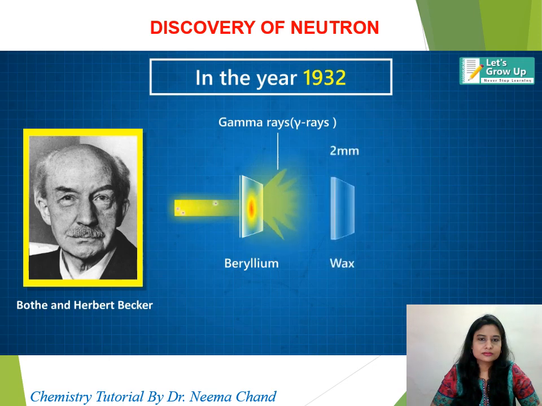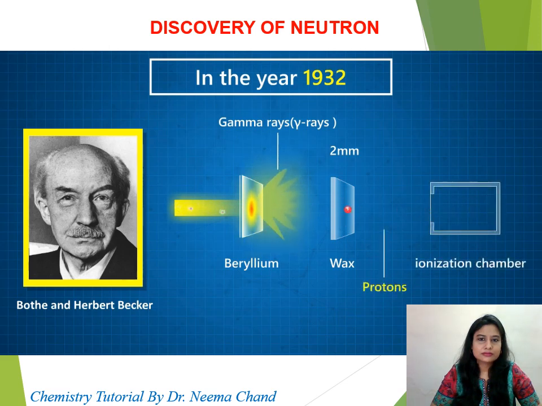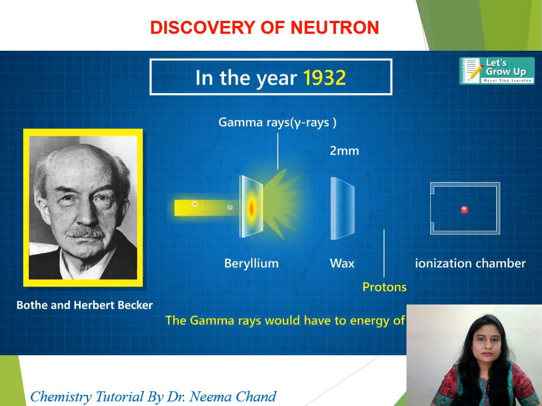When a piece of paraffin wax was placed in the path of the beam, however, the reading on the detector actually increased. It was realized that the increase in reading was due to the emission of protons from the wax, and they tried to work out how this could be happening. If the proton emission had been due to bombardment of the wax by gamma radiation, the gamma rays would have to have an energy of around 16 MeV, very large for such a reaction.